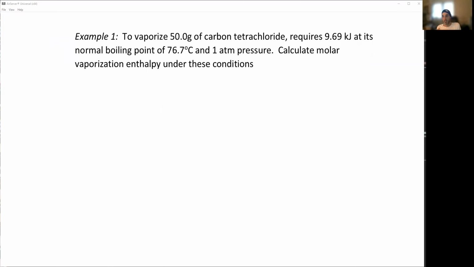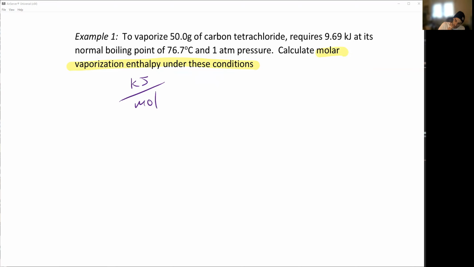So to vaporize 50 grams, this is just dimensional analysis. 50 grams requires 9.69 kilojoules at the normal boiling point. Calculate the molar vaporization enthalpy. So your answer, molar vaporization enthalpy, means it's going to be kilojoules per mole. If it just said vaporization enthalpy, you just calculate the energy, but molar is going to be per mole. So figure that out. How much energy was released? How many moles did you do? I mean, that's pretty much what you're going to do.